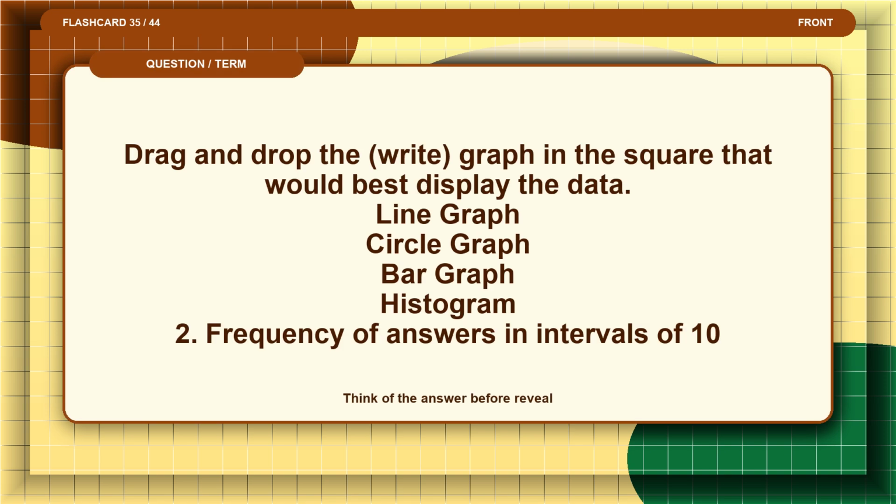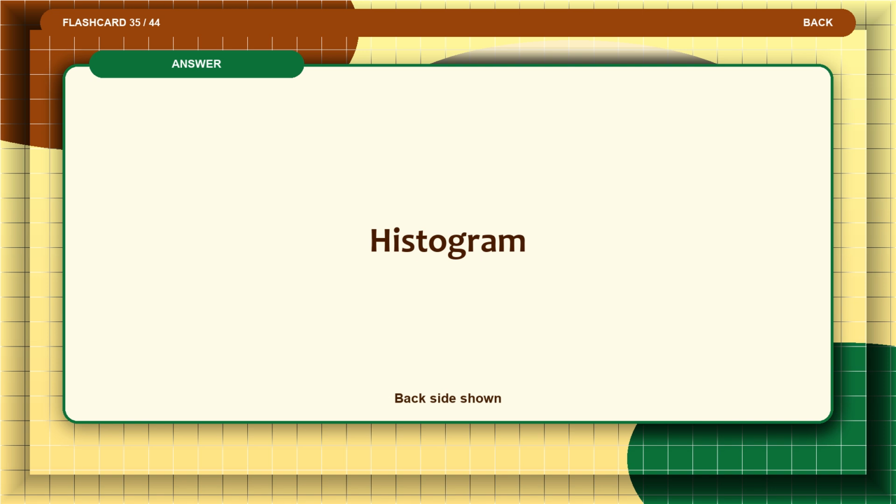Flashcard 35. Drag and drop the right graph in the square that would best display the data. Line graph, circle graph, bar graph, histogram. 2. Frequency of answers in intervals of 10. Think of the answer before the reveal. The answer is histogram.